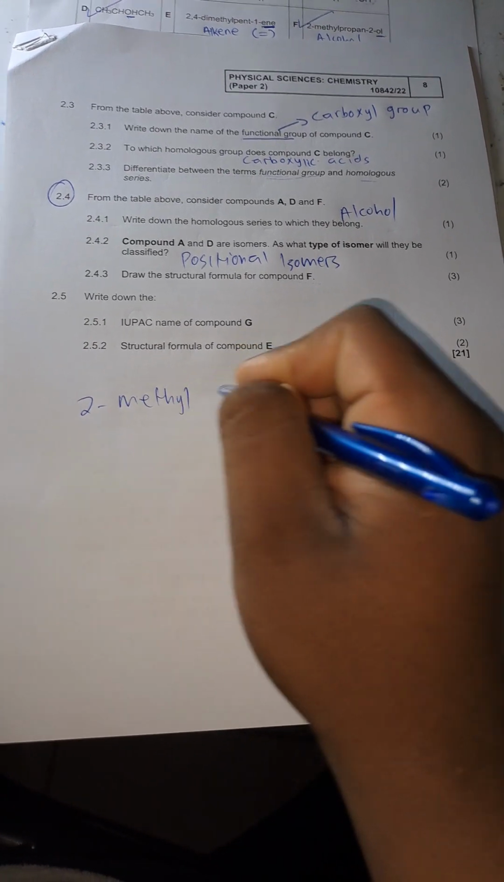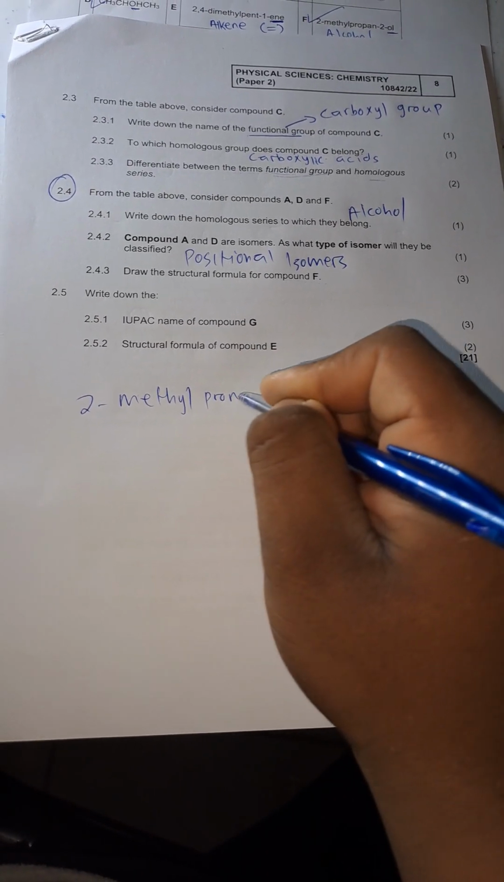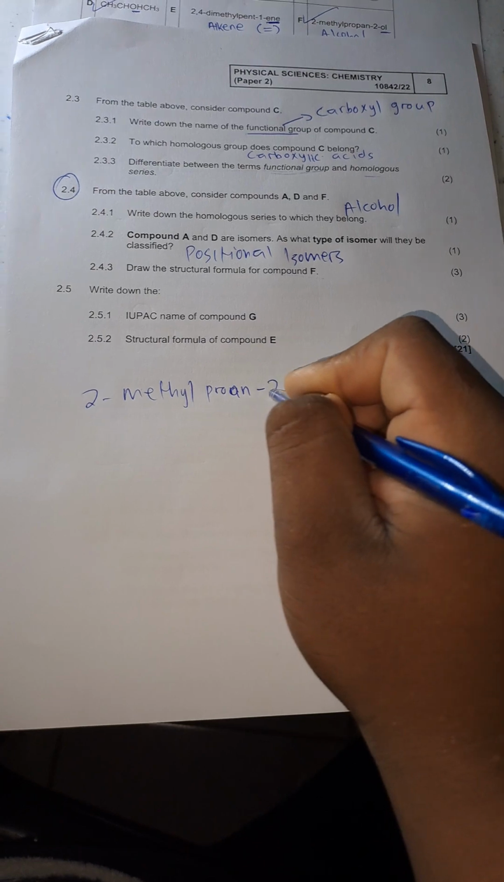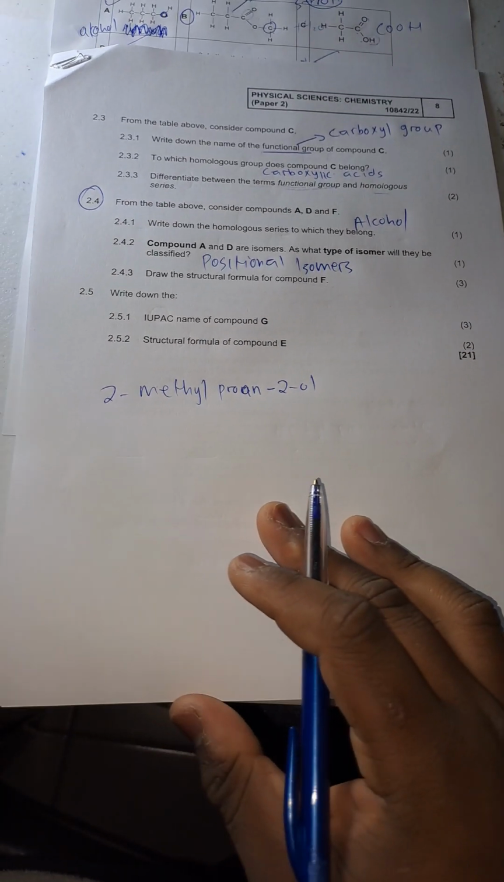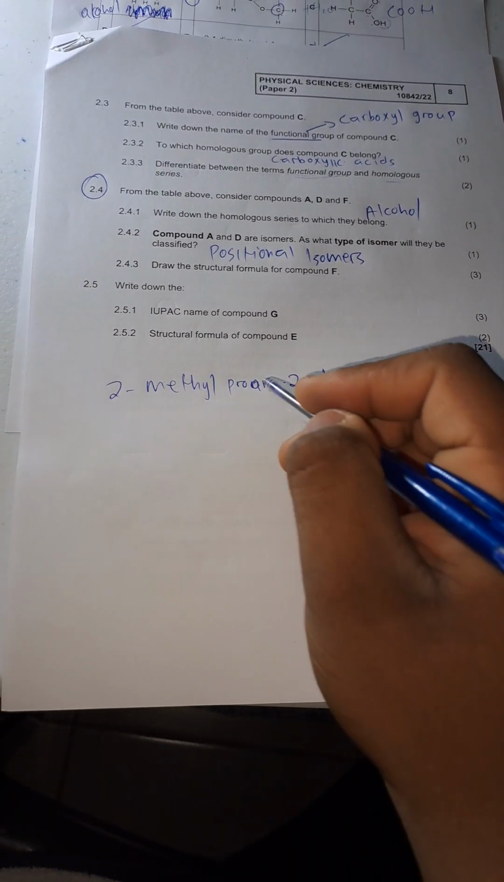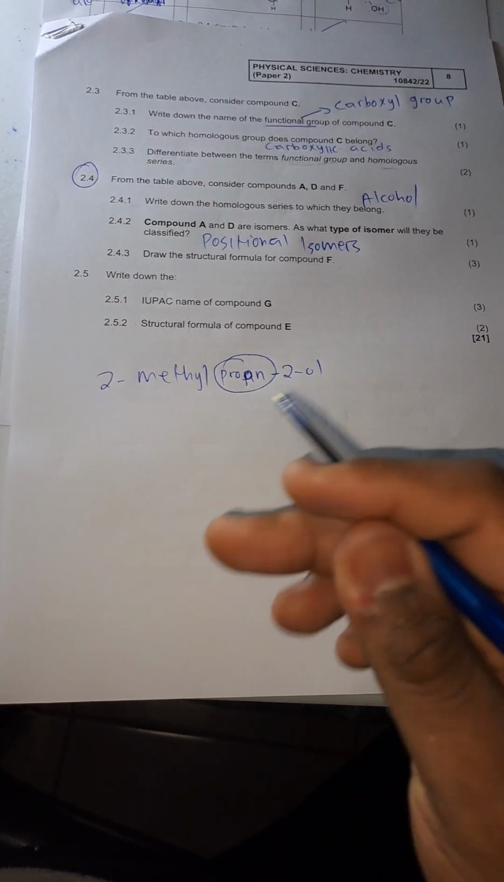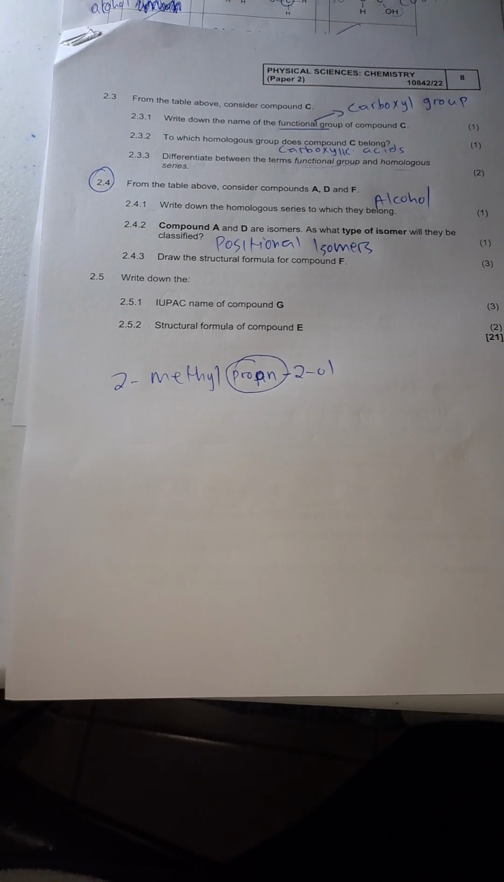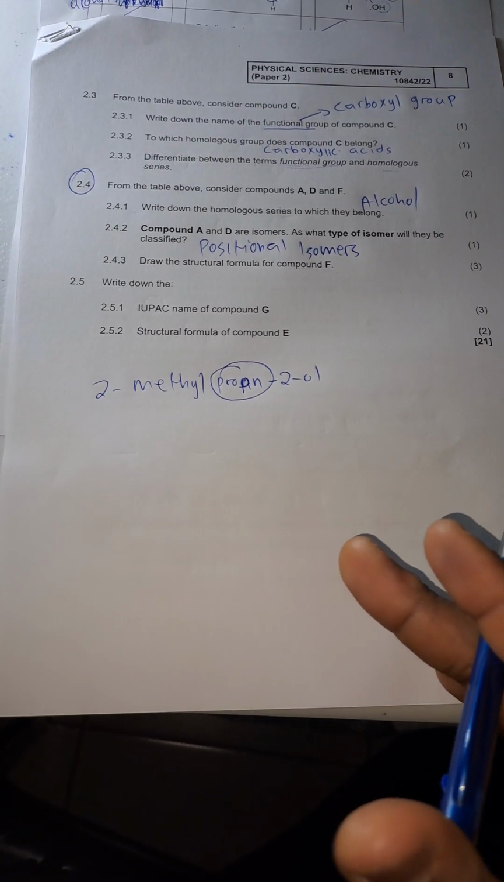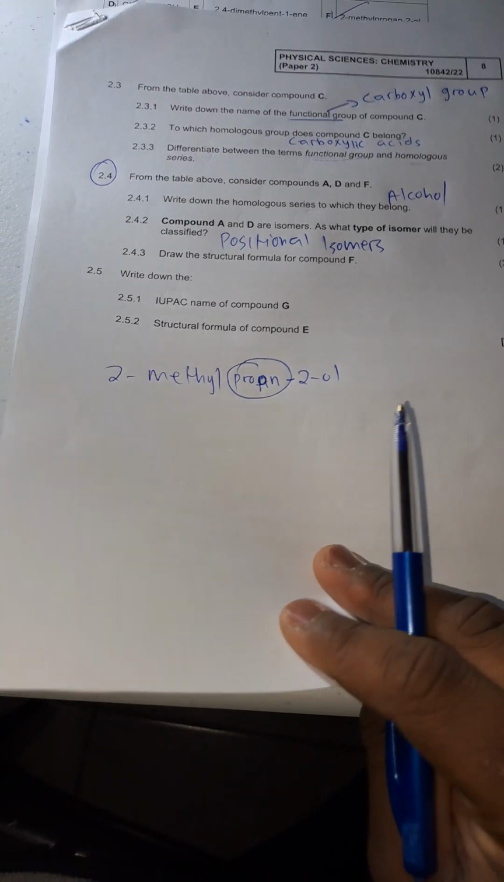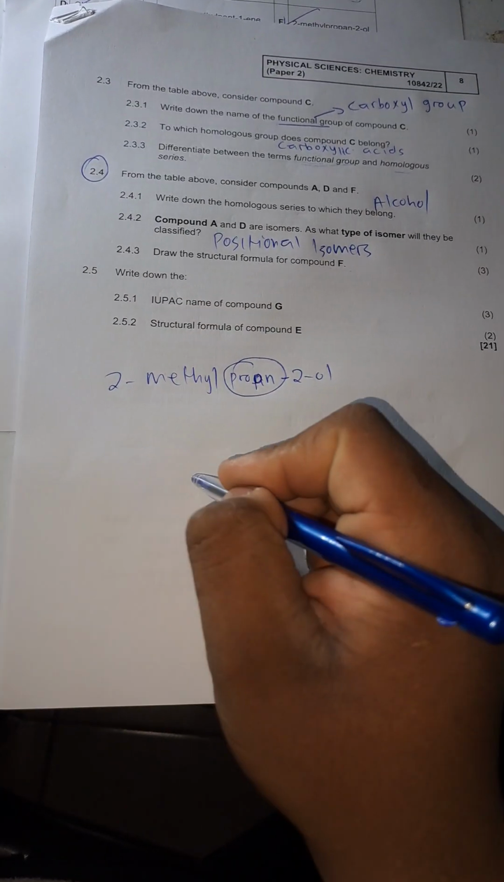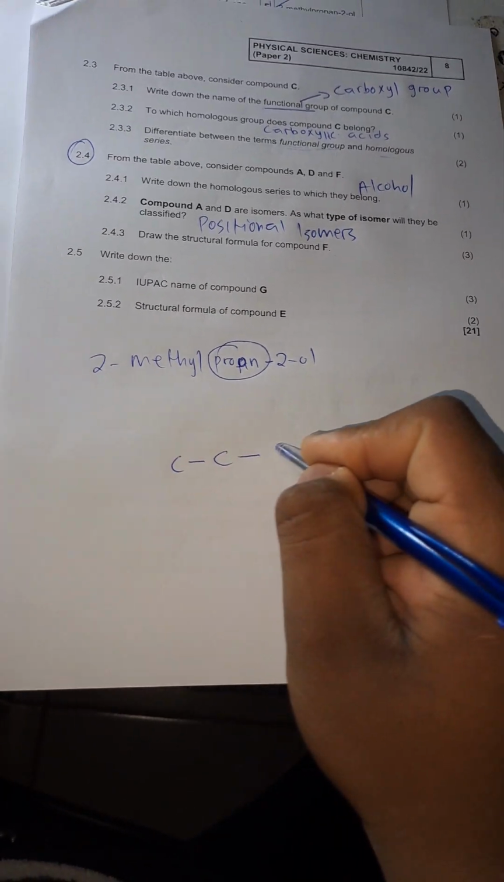2-methylpropan-2-ol. The first thing you'll have to draw, guys, is to start with the prefix, the part that determines your carbon atoms. Since they said prop, I know that I must have 3 carbon atoms there. 1, 2, 3.